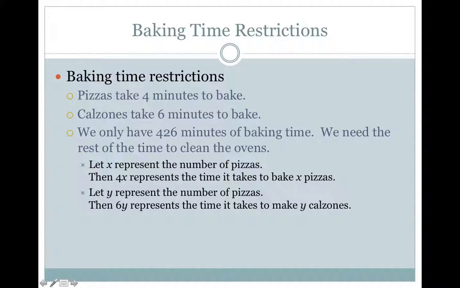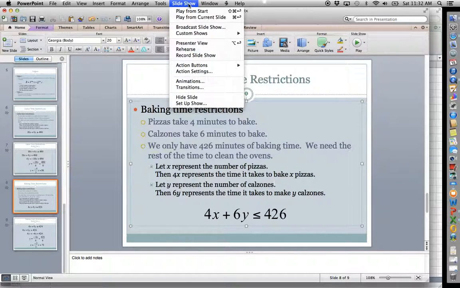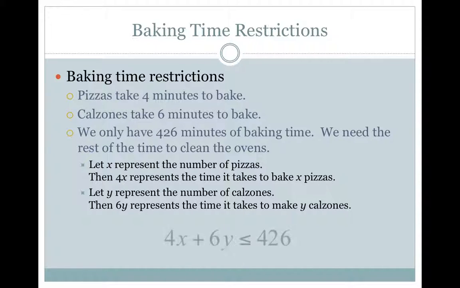And so x is the number of pizzas. 4x is how much time it takes to bake the pizzas this time. y is the number of calzones. I made a mistake again. I apologize. And 6y is the amount of time it takes to bake such calzones. And the formula for this would be, well, 4 times x is how much time it takes to bake pizzas. 6y is how much time it takes to bake calzones. And so we have a total of 426 minutes.